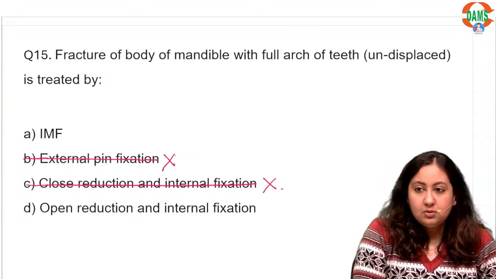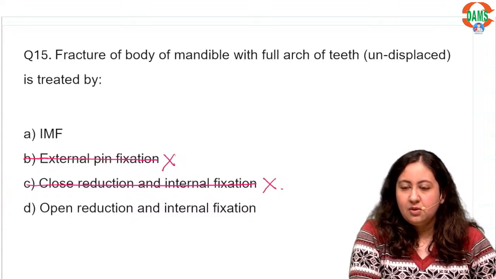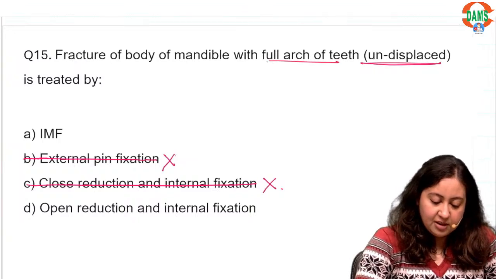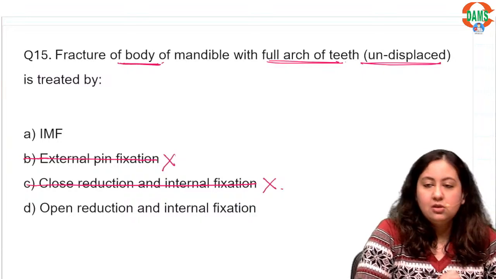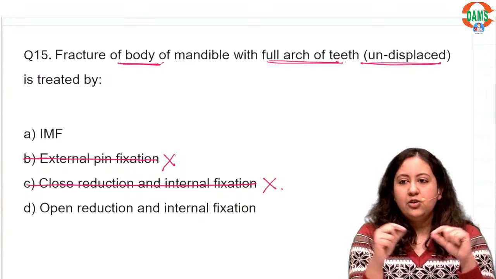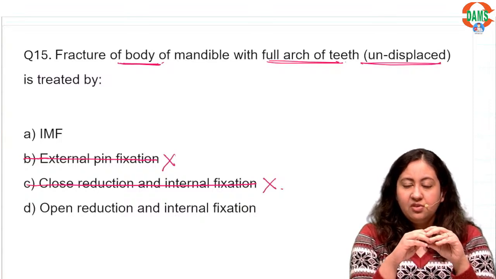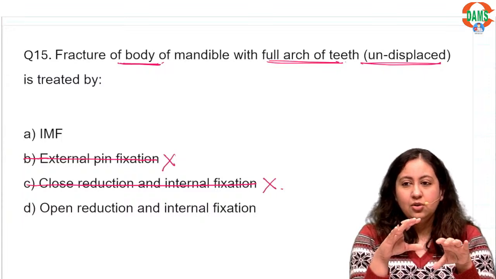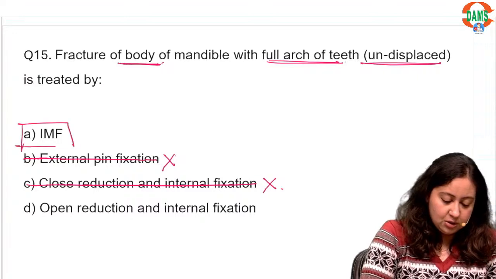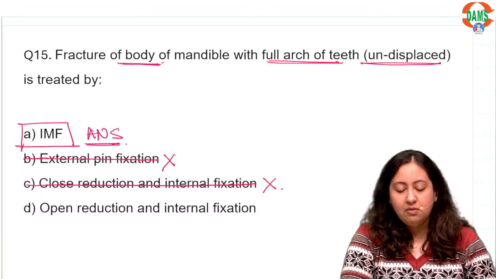Fine. So now the confusion remains between option A, that is IMF, and option D, that is open reduction and internal fixation. So here you can go with option A because it is saying an undisplaced fracture. Full set of teeth are present, and it's a body fracture. If you see Champy's line of osteosynthesis, there is only one plate that you use for a body fracture. So that means you can manage this fracture via IMF because the question clearly mentions it is an undisplaced fracture. So this would be the answer. Understood all of you? Option C वाले सबको समझ आ गया?